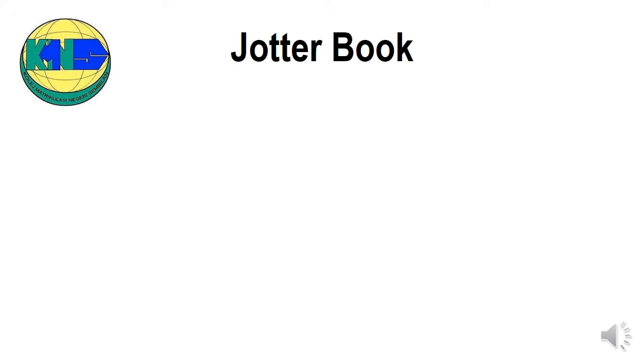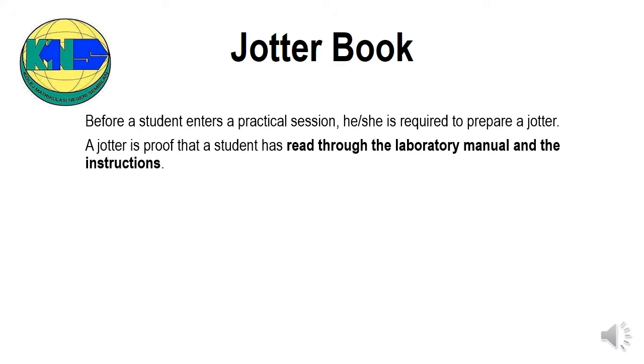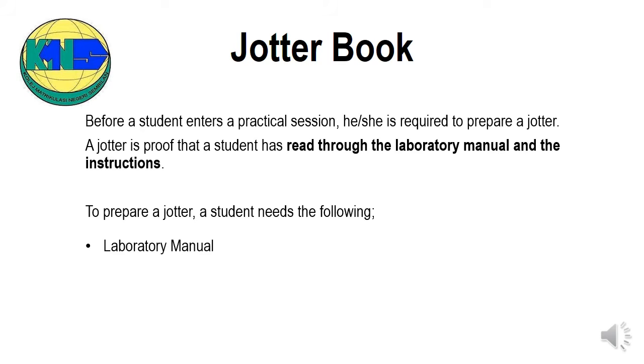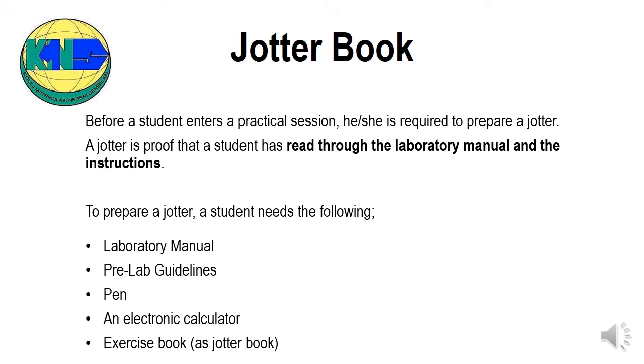First, the Jotter book. Before a student enters a practical session, he or she is required to prepare a Jotter. A Jotter is proof that a student has read through the laboratory manual and the instructions. To prepare a Jotter, a student needs the following: the laboratory manual, the pre-lab guidelines, a pen, an electronic calculator, and an exercise book to serve as the Jotter book.